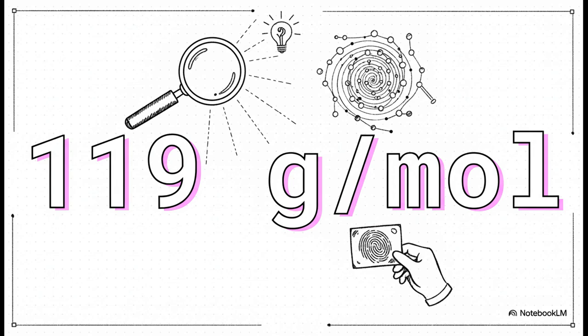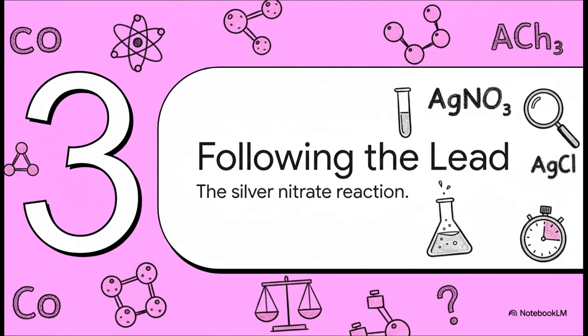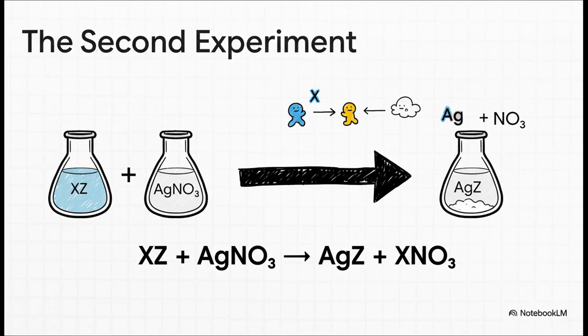This is huge. It's like getting a clean fingerprint from the crime scene. We don't know who it belongs to yet, but it's a totally unique identifier for the combined identity of X and Z. Okay, with our first lead secured, it's time for phase 2 of the investigation. This lead takes us to a second experiment, one that's specifically designed to isolate one of our suspects. So here's what happens.